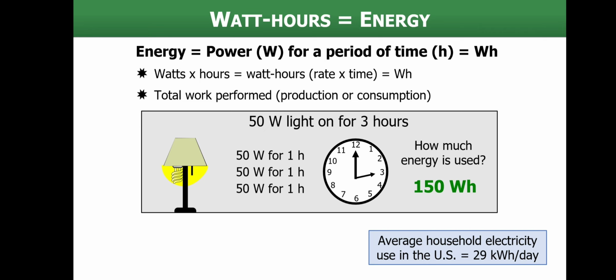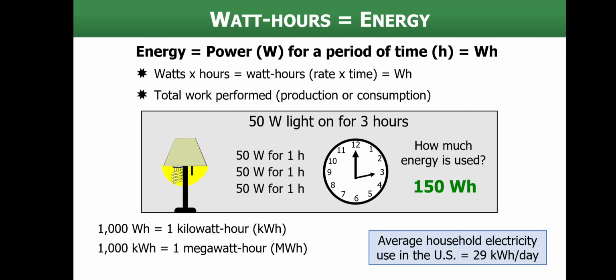And just to give you a comparison measurement, the average household electricity in the United States is around 29 kilowatt hours per day. And again, kilowatt hours follow the same metric equivalent as the power rating watts do. So 1,000 watt hours equals 1 kilowatt hour. 1,000 kilowatt hours equals a megawatt hour, and 1,000 megawatt hours equal a gigawatt hour.